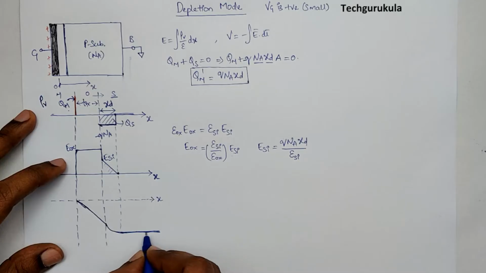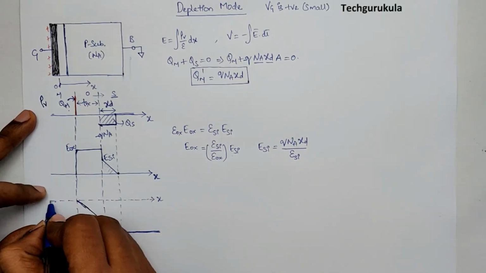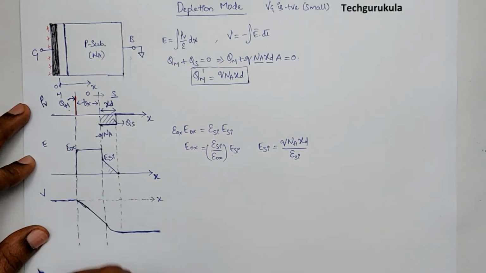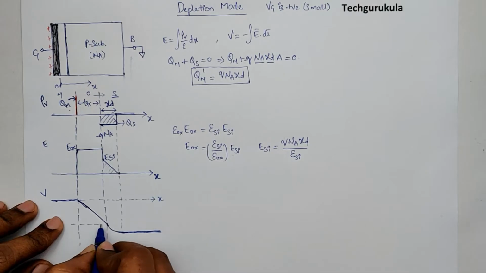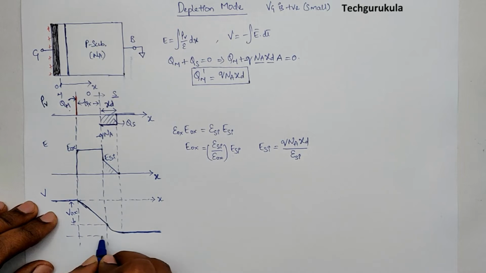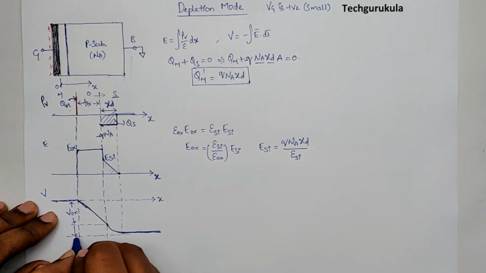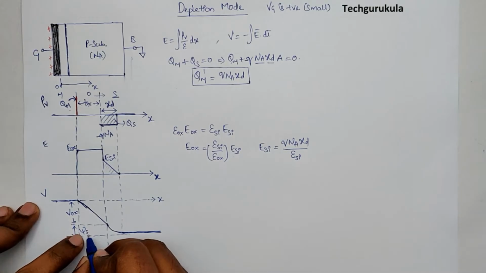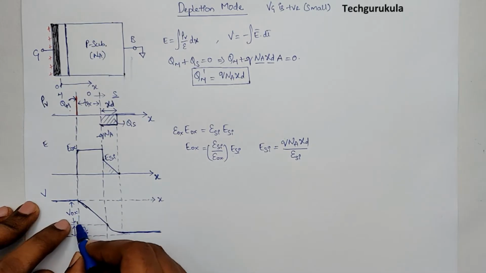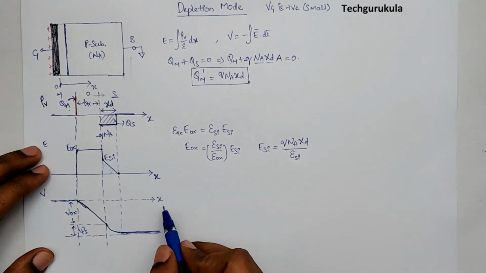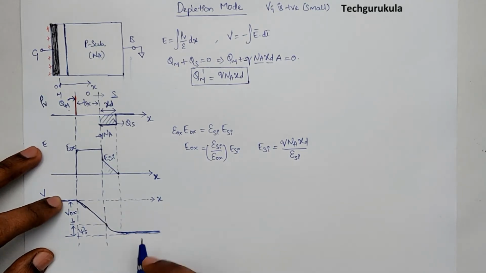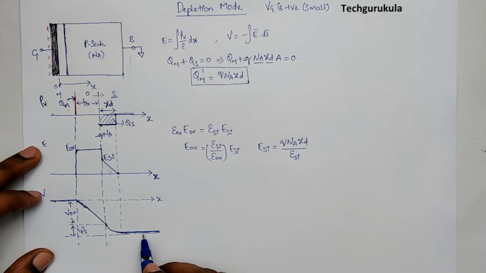Now if we observe here, the thing is, here it is 0. This is electric field, this is potential. Now we have to say that this potential difference is Vox, and this particular potential difference is psi s. This is the potential drop across the semiconductor, Vox is the potential drop across the oxide. Now if you observe here, what matters is the potential difference. We know that absolute potential has no meaning actually, right?